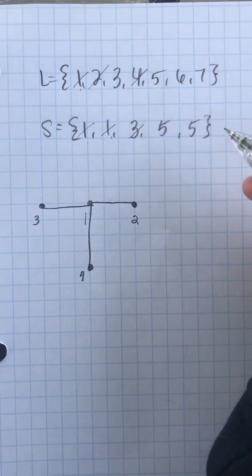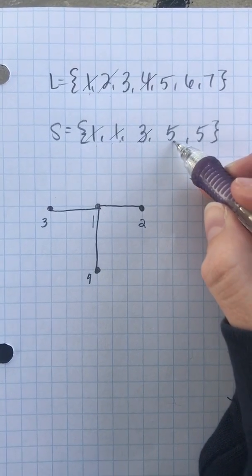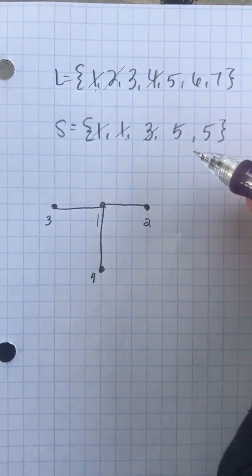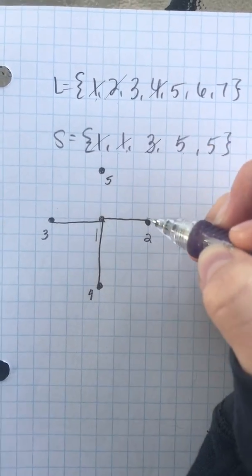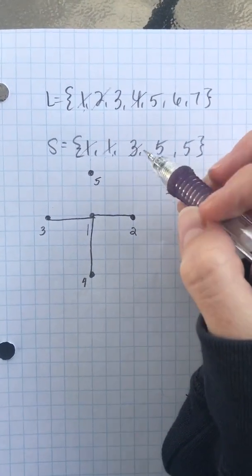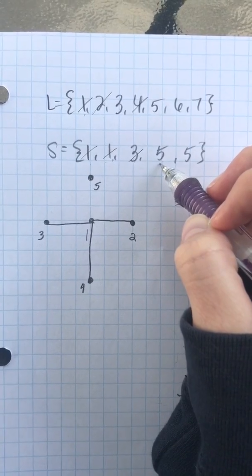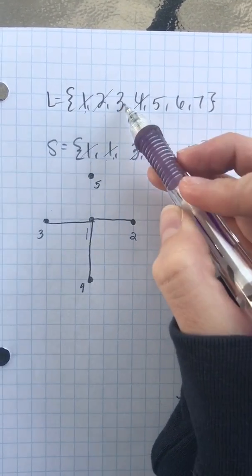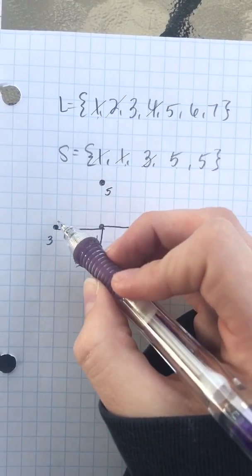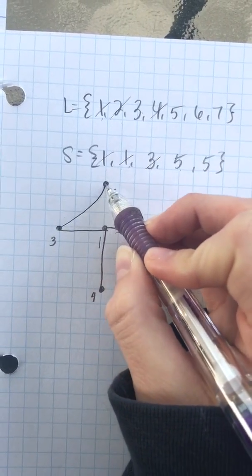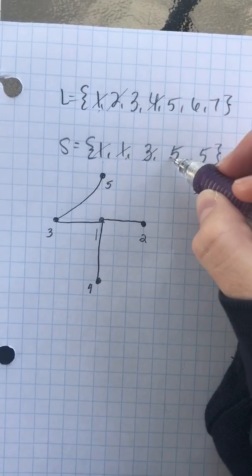Okay, all right, now the next value that I have here is 5, and I don't have a vertex 5 yet. Okay, so I'm just going to draw one. There's 5. Okay. And now if I look here, the next smallest value in L that is no longer in S is 3. Well, I already have a vertex of 3. Okay, so I'm going to connect 5 and 3. And I'll cross both of those out.